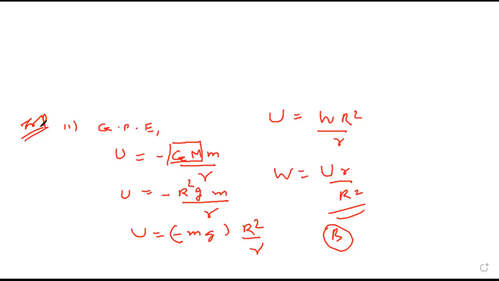Since we wanted weight, I know weight on the surface is mg. So I converted capital G into capital M as R square g by this formula. Small g is GM upon capital R square.